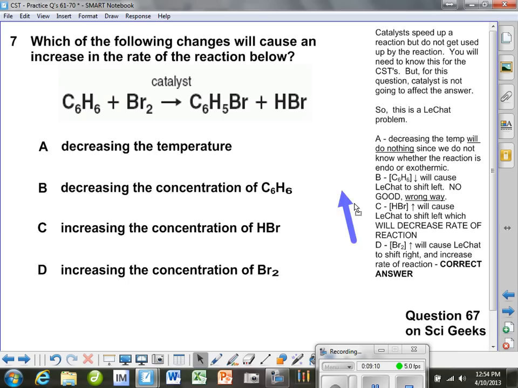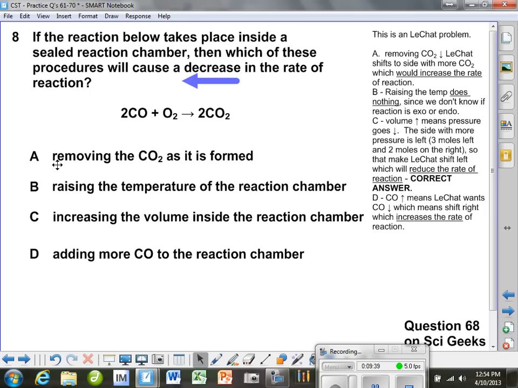So that doesn't work. And then the one that does actually work is increasing the concentration of bromine. So if the bromine is up, it will cause Le Chatelier to shift to the right. Why? Because to get rid of this, which is what he wants to do because we put more in, he has got to put this together with this to make these two. And that's why that is the correct answer. And moving on, our next question.